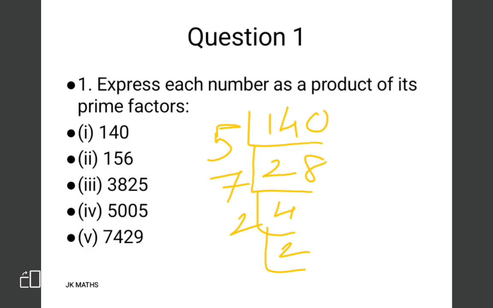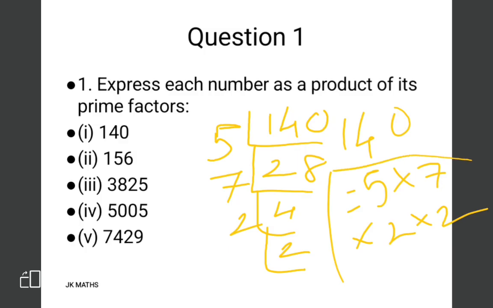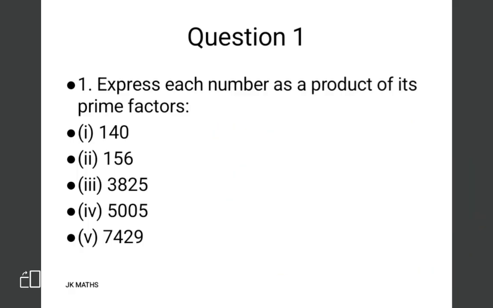So 140 prime factorization is equal to 5 into 7 into 2 into 2. This is called prime factorization. So we have expressed 140 into 5 into 7 into 2 into 2. So we can also write like this: 2 square into 5 into 7. This is the prime factorization of 140. That's it. Now let's see the next sum.